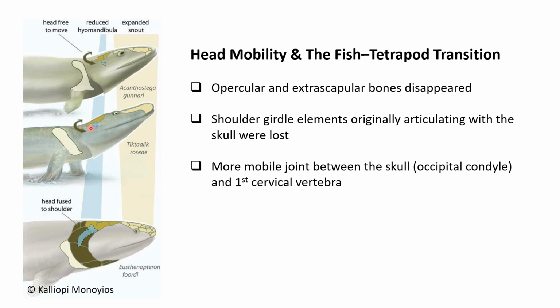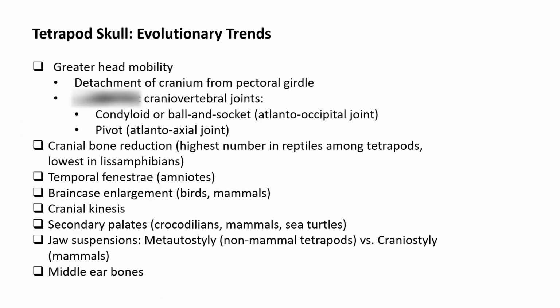You see that the skull of Tiktaalik is not connected by a joint anymore with the pectoral girdle. Further changes in the joints between the skull and the spine, which is the craniovertebral junction, resulted in further enhanced head mobility. This is a list of the major modifications in the tetrapod skull. We'll take a look at some of these in the next slides.